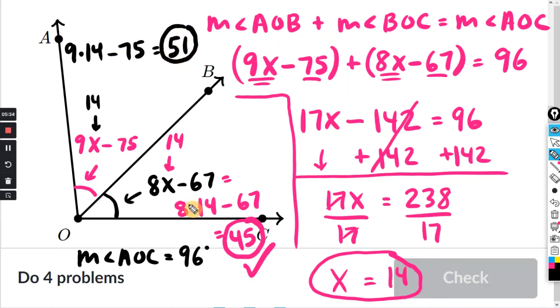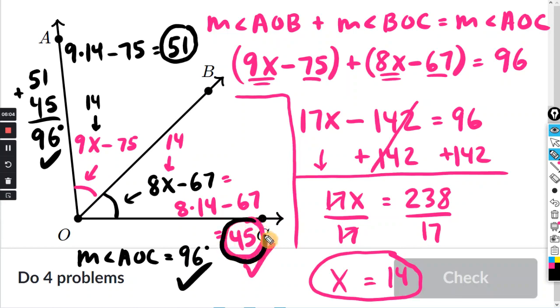Okay, and as a final check, 51 is this angle. This angle is 45. 51 plus 45 gives us 96. So that was the overall angle. Okay, so you can solve for the other angle if you want to check your work. If you're confident your original answer is correct, then you can just stick with the original answer, and that was 45 for angle BOC.